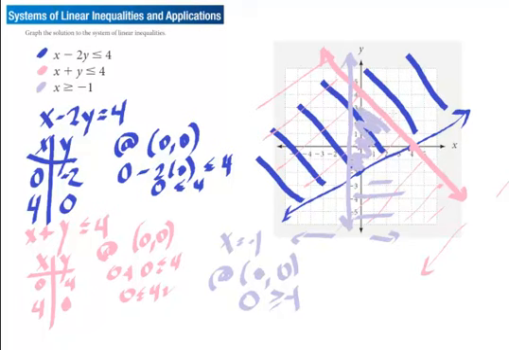So let me get a new color to show where my solution set is. My solution set is where all three are true. This is my solution set, everything in this cool little triangle, because that's where all three are shaded.